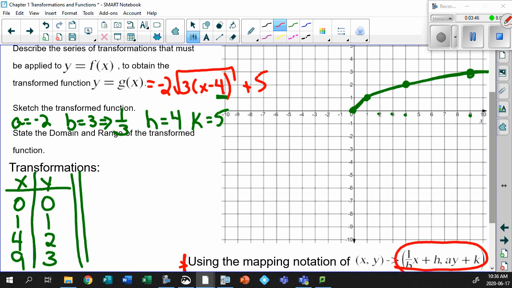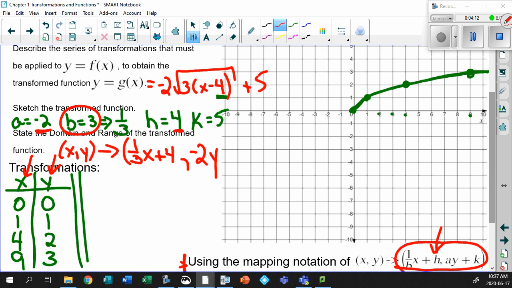Okay, so every point x, y becomes, well, there's your b value, 1/3 x, plus h. Where's h? There's 4, plus 4. Beautiful. Let's do the same thing for the y values. This is going to be negative 2 times whatever the y coordinate is, plus 5. So every point is going to have that transformation applied to it.